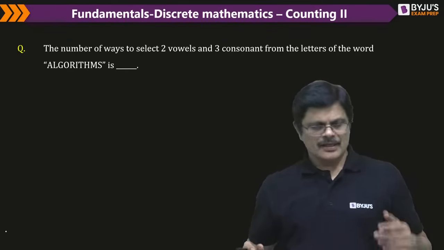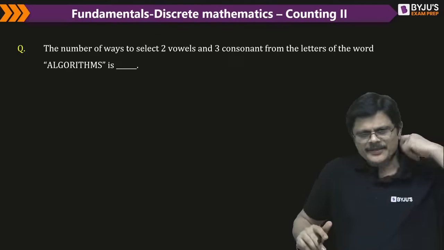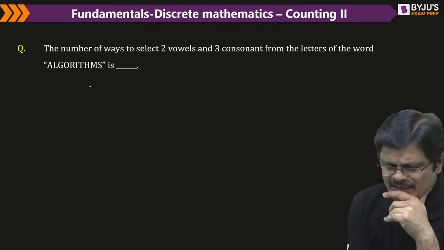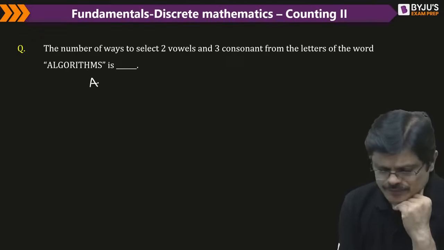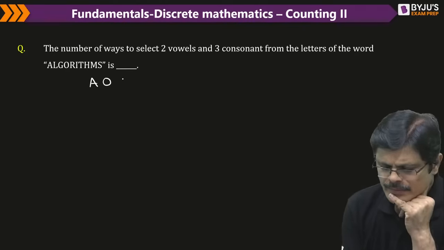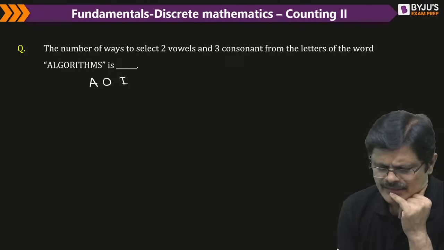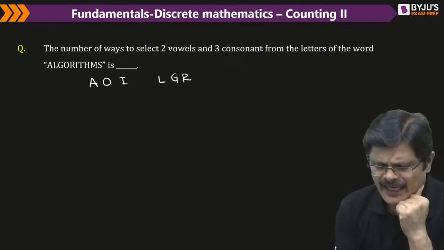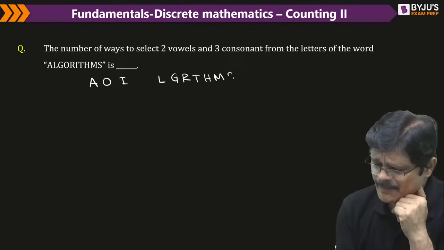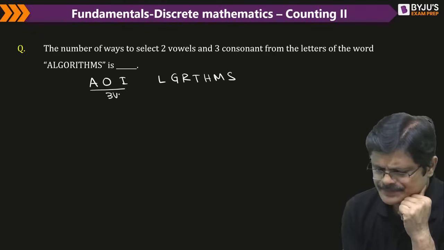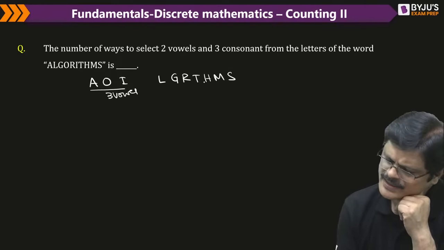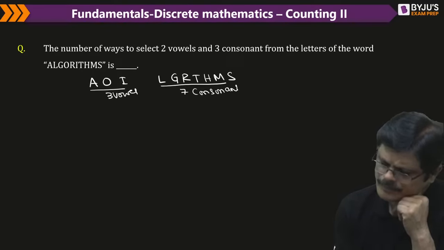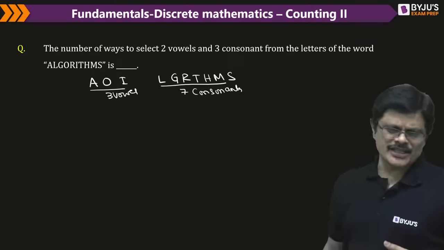Please try to answer this. Very good, Shyam. Super. The number of ways to select two vowels. See, you all know vowels and consonants. A, E, I, O, U are vowels. Here only A, O, I are the vowels. Remaining L, G, R, T, H, M, S. So there are 3 vowels, and 7 consonants.